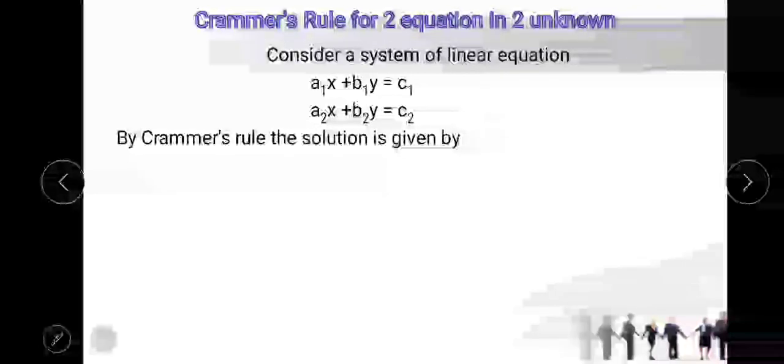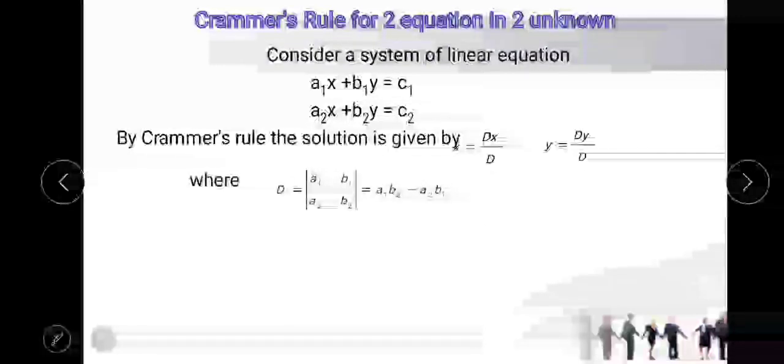Cramer's rule for two equations in two unknowns. Consider a system of linear equations a1x plus b1y equal to c1 and a2x plus b2y equal to c2. Then by Cramer's rule, the solution is given by x is equal to dx upon d and y is equal to dy by d, where d is the determinant of the coefficient matrix. That is, d equal to the determinant of a1, a2, b1, b2. These are the coefficients of x and y.